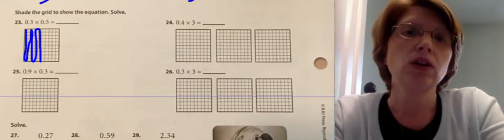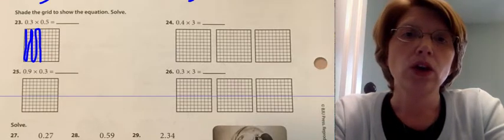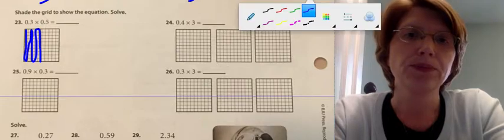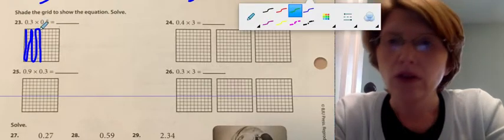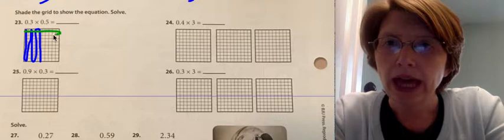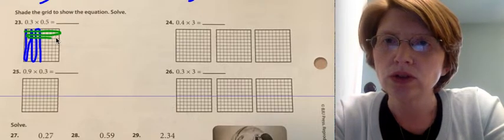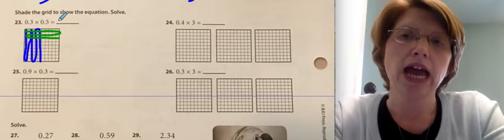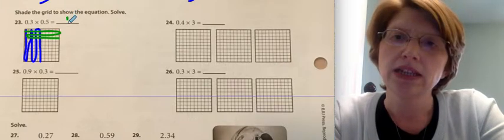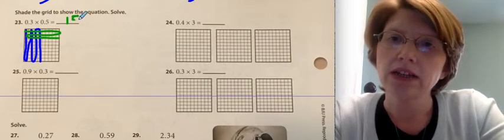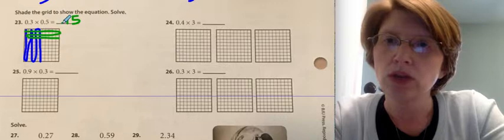And then we go the other way and highlight 3 of those rows and then figure out what's overlapped. So 3 times 5 is 15, and the decimal would go there.